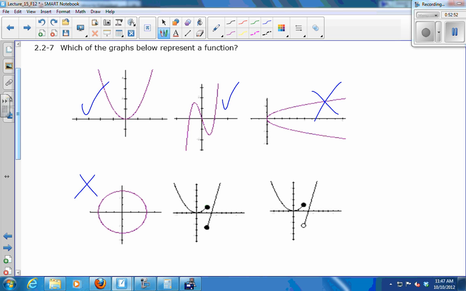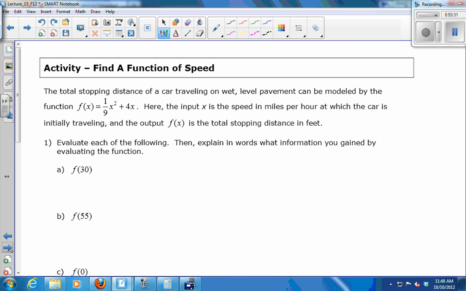Circle, nope. That touches in 2 places. There's a vertical line, touches in 2 places. How about this one? No, because there's one spot. If I draw a vertical line right here, it's going to touch in 2 places. How about this one? Yeah, this one's okay because I uncolored this dot down here. So now if I draw a vertical line there, it only touches one piece of the graph. So that one's okay. Because it's not filled in, right?